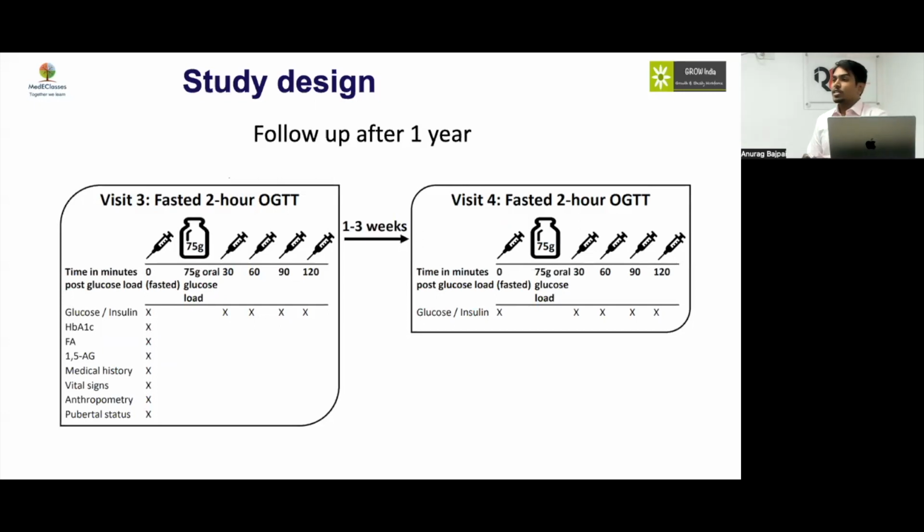And the patients were called for follow-up for visit 3 and visit 4 after 1 year. At visit 3, they repeated the whole sample which they had taken at the first visit: fasting blood sugar, HbA1c, fructosamine, 1,5-AG, and 1 hour and 2 hour OGTT. At visit 4, they repeated the fasting blood sugar and the 2 hour OGTT.